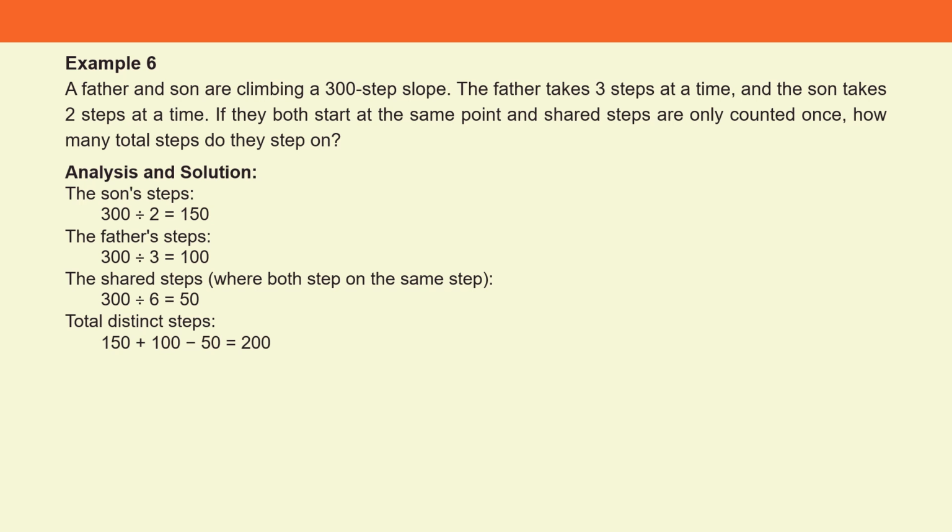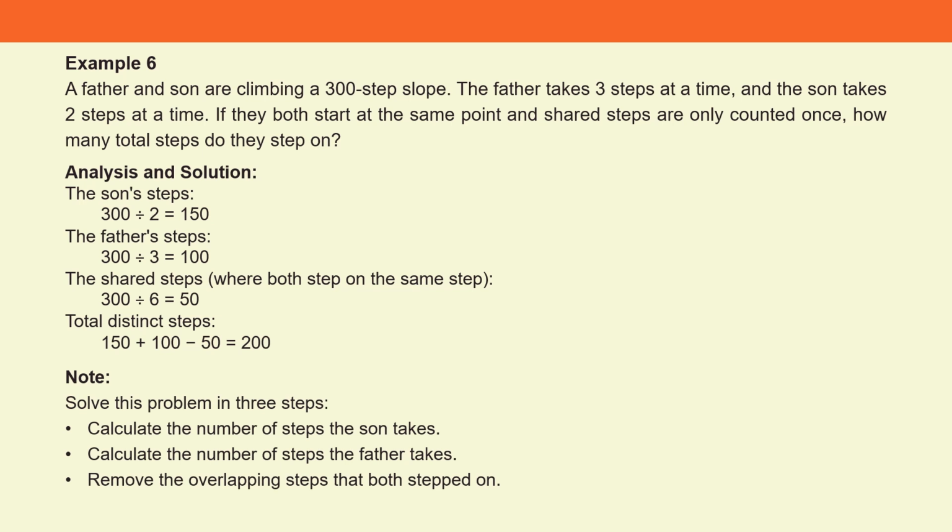First, we find the son's steps are 150, second, we find the father's steps are 100. Then, we can determine the shared steps, where both step on the same step is 300 divided by 6 equals 50. Finally, we find the total distinct steps, which is 150 plus 100 minus 50 equals 200. Solve this problem in 3 steps. First, calculate the number of steps the son takes. Second, calculate the number of steps the father takes. Third, remove the overlapping steps that both stepped on.